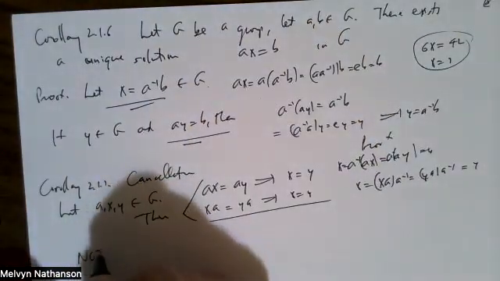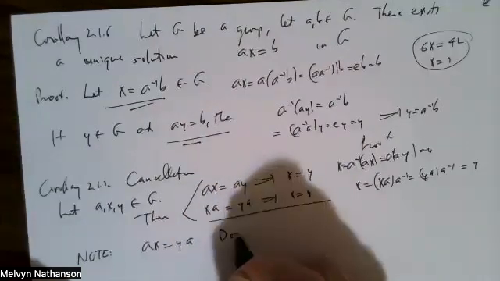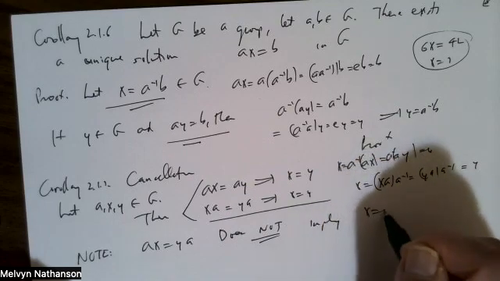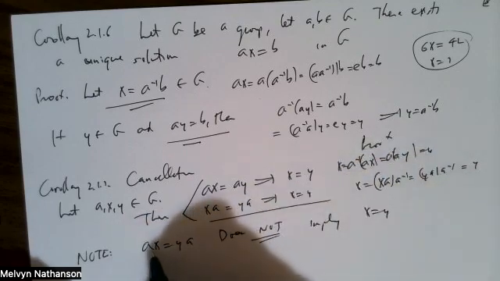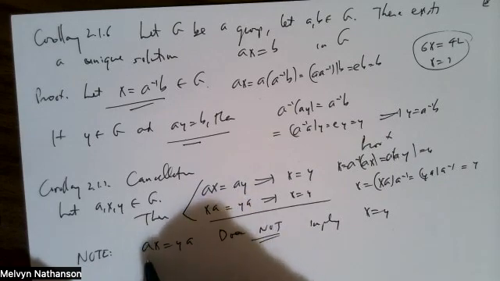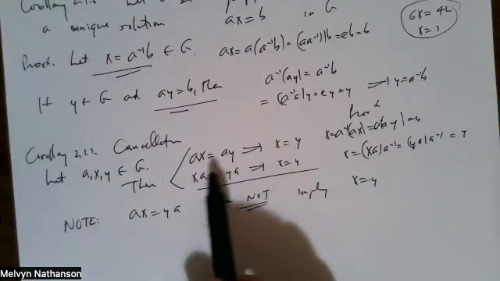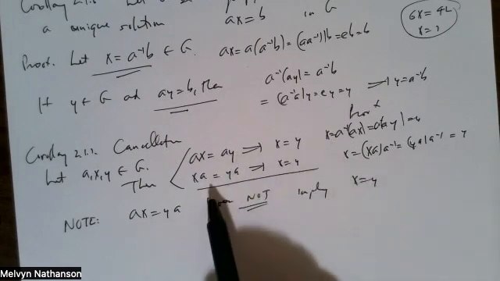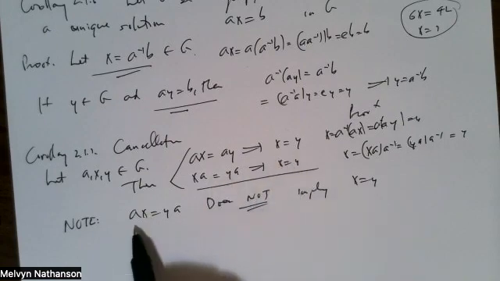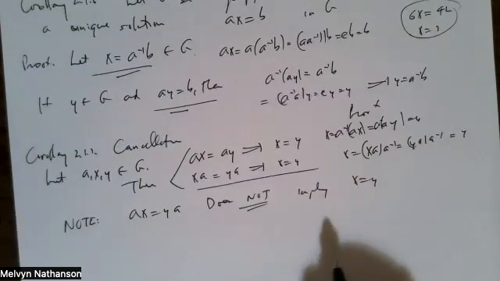And I want to make the following very important observation. AX equals YA does not imply X equals Y. You can't cancel the A if they're on opposite sides of the equation, right? Unless the group is abelian. But if AX equals AY, if A is on the left, you can cancel it. If XA equals YA, A is on the right, you can cancel it. But if AX equals YA, that does not imply X equals Y.